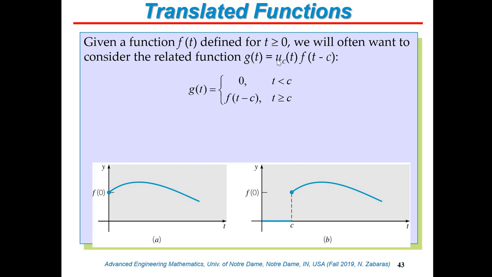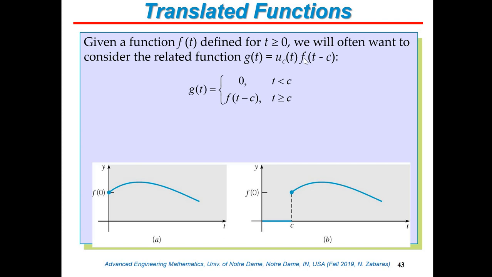Well, the new function, if you try to mathematically represent what you see here visually, is a function that is 0 if t is less than c. And of course, for t greater than c, the function is f of t minus c. Right, so you just have changed the time from t to t minus c, and the value of f remains the same. So can we compactly write this function? Yes, we can.